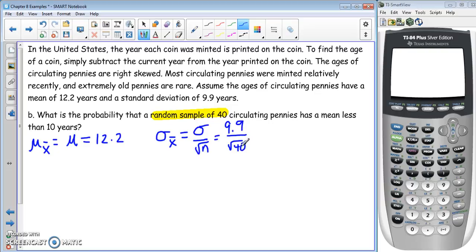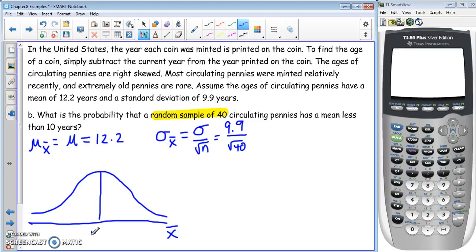This doesn't come out nicely, so I'm just going to leave that. You want to use the whole thing, or at least 6 decimal places, which will normally get you the right answer when you're working with MyStatLab. We want to know that it has a mean less than 10 years, so let's draw out a picture here. Our curve, we're working with x bar, and our mean here is 12.2.